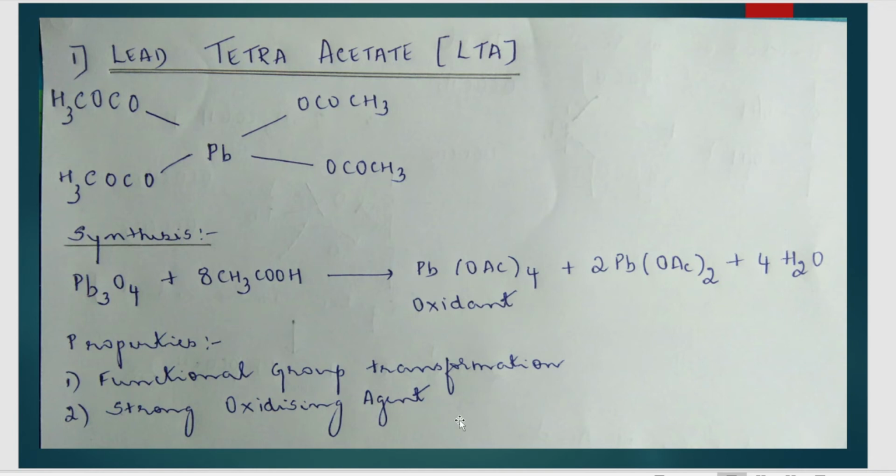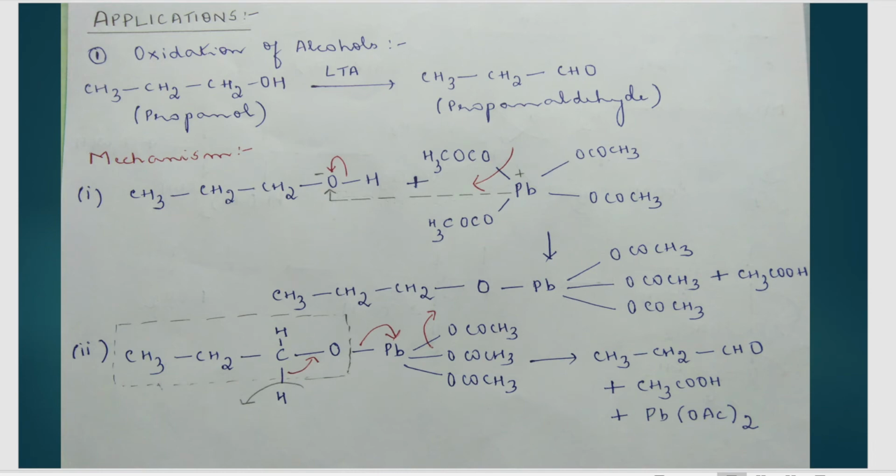So what are the properties of lead tetraacetate? It is used in functional group transformation, and it is also a very strong oxidizing agent. So we'll be studying some of its applications, how and in which reaction it is used as an oxidizing agent. So the first application of lead tetraacetate is in the oxidation of alcohol.